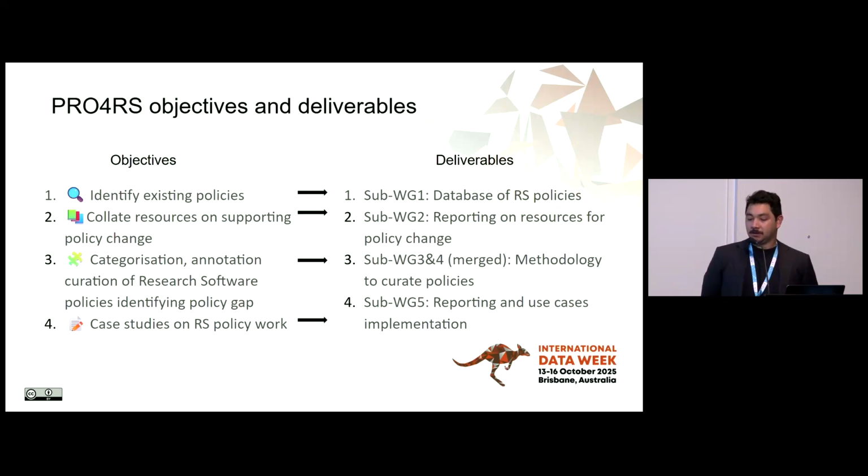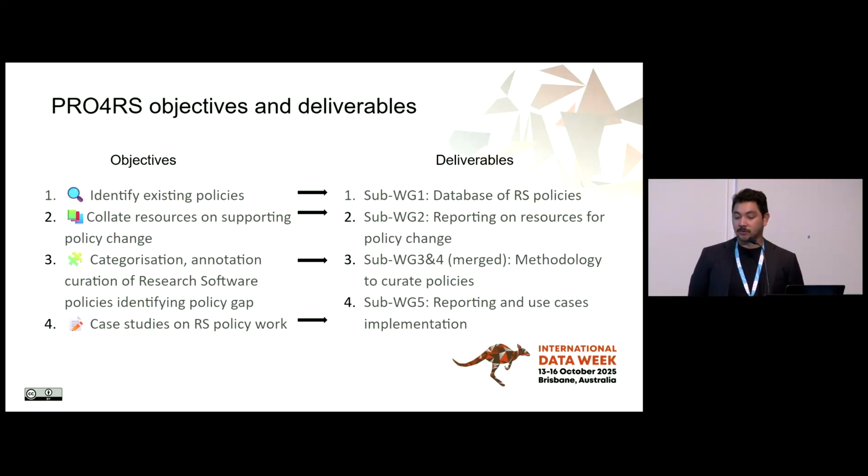The objectives of the working group are quite straightforward, to be honest, and they link to the deliverables that we set up at the beginning. The idea is to identify existing policies on research software across the world, from research performing organizations, universities, scientific institutes, and so on. The second objective was to collate resources on supporting policy change, because in order to support institutions on the governance of research software, we've seen that it also requires cultural change, cultural awareness, and basically changing the way of working and looking at things.